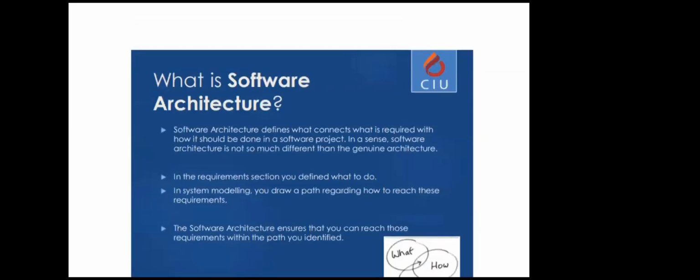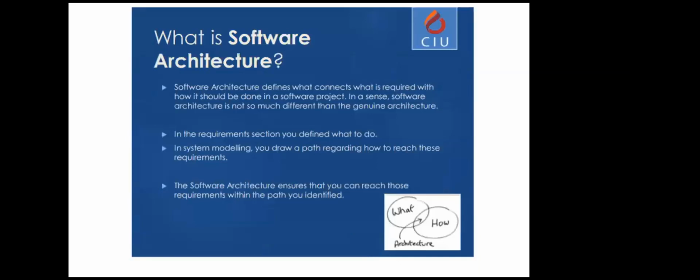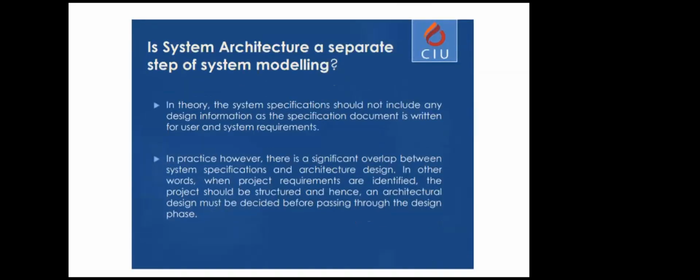A system architecture defines what connects, what is required, and how it should be done. So this is the connection between the requirements and modeling. You know, in requirements, you define what should be done, and in the modeling, you decide how it should be done. Now, the connection between the two is system architecture. So in the requirements section, you define what to do. In system modeling, you draw a path regarding how to reach these requirements, and system architecture basically stands between the two. Is it a separate step of modeling?